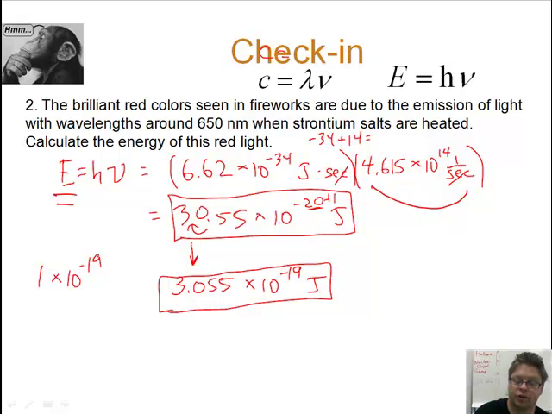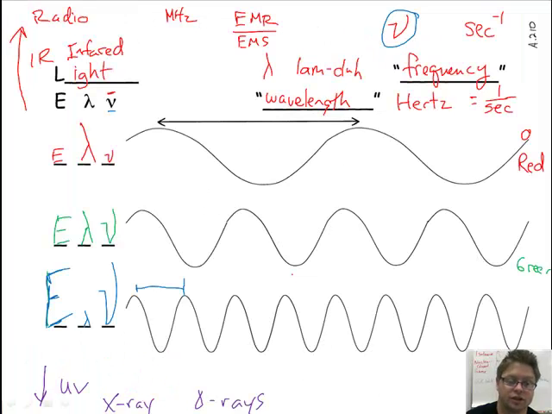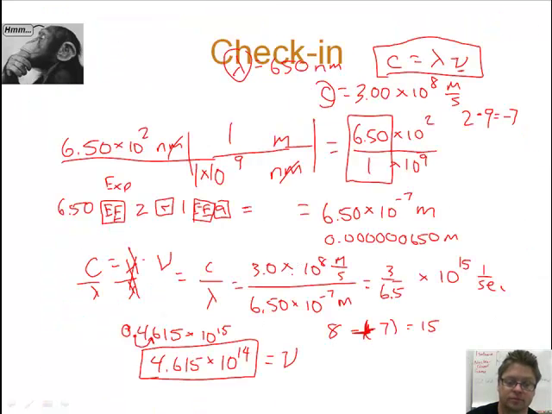Negative 34 plus 14 is negative 20, but it's 30.55. You've got to move the decimal place back one, so that's 3.055 times 10 to the negative 19 joules is the energy emitted by these red fireworks. Again, this here is a relationship between light and its frequency.